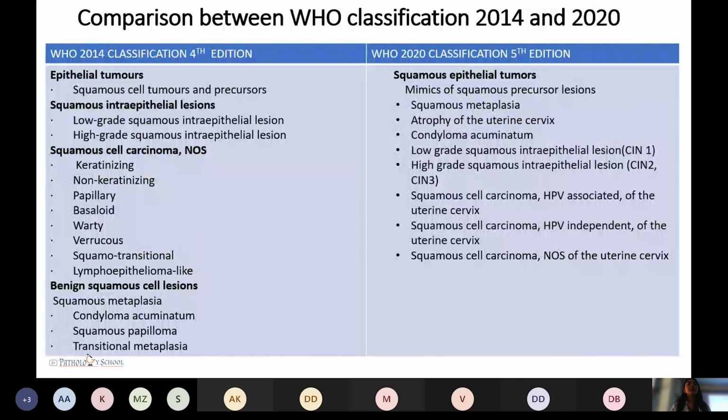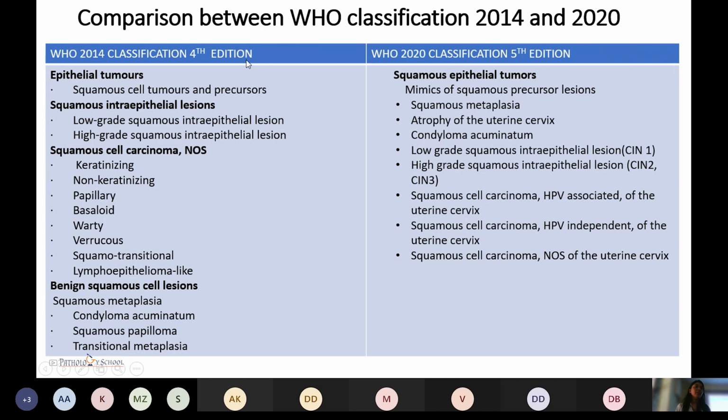Let's see the comparison between the two WHOs. The WHO 2020 classification, 5th edition, has enlisted all the squamous lesions under one heading. That is the mimics of squamous precursor lesions, that is squamous metaplasia and atrophy. Then the precursor lesions like low-grade squamous intraepithelial lesion, LSIL and HSIL. And finally, the squamous cell carcinoma according to its HPV association. And wherever the P16 staining is not possible, squamous cell carcinoma not otherwise specified can be reported.